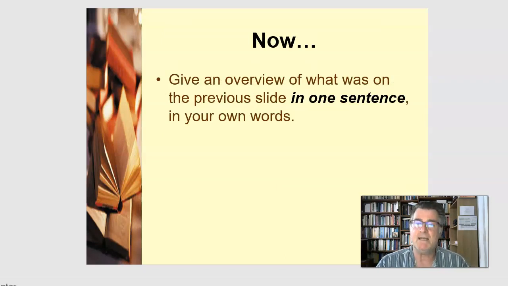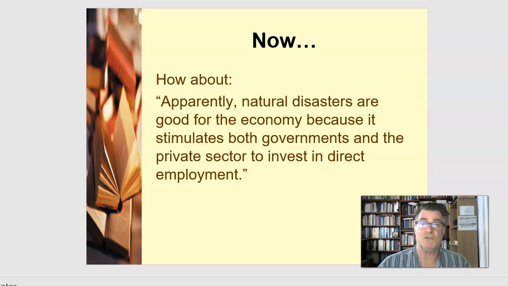So let's see if we can rewrite that in one or two sentences in our own words, the main thought of that previous slide. I mentioned it's taking an economic perspective. It's looking at natural disasters in Canada over a short period of time and how this translates positively as an economic boom. So let's try this. Quote, apparently, natural disasters are good for the economy because it stimulates both governments and the private sector to invest in direct employment. That's essentially what that paragraph is about, and that's in one sentence.